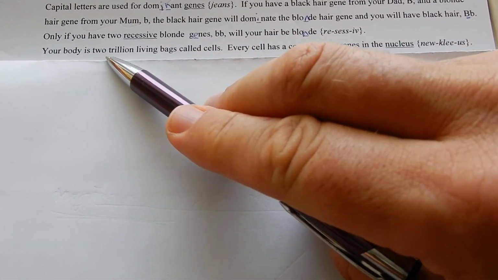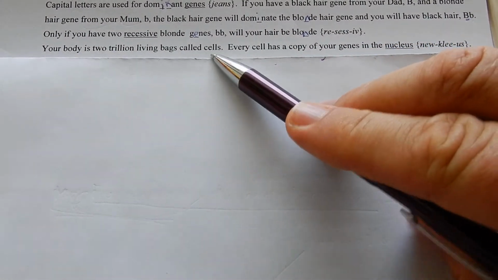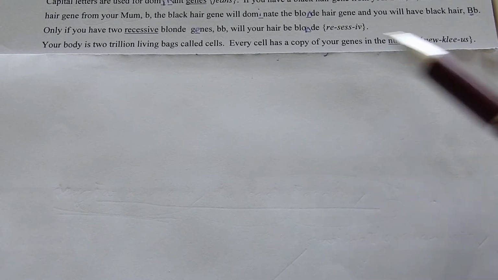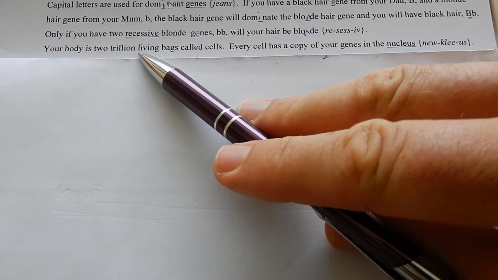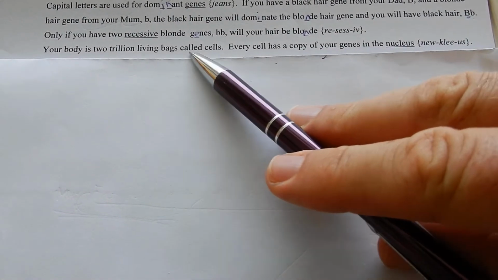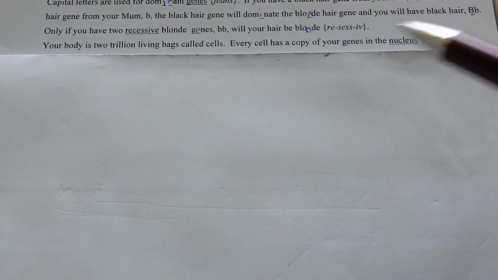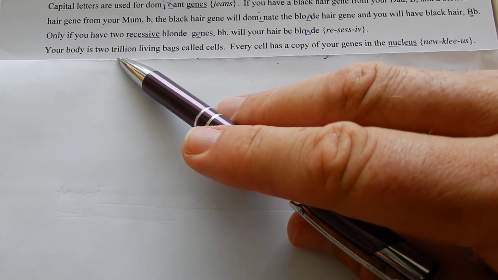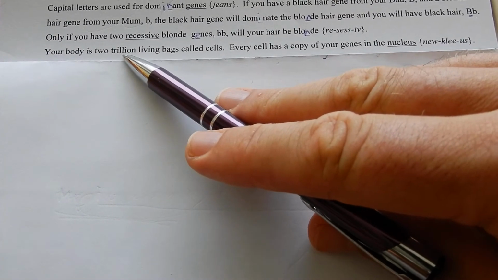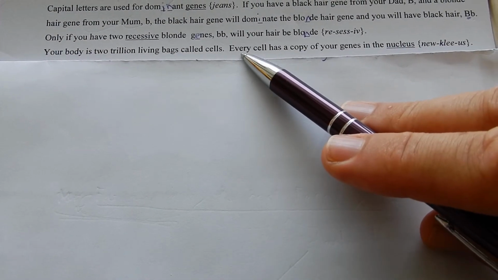Your body is 2 trillion living bags called cells. Yeah, it depends on how you count it. It's very difficult to count how many cells are in your body. Some people say 1 trillion, some people say 2 trillion. It's difficult to count them all.